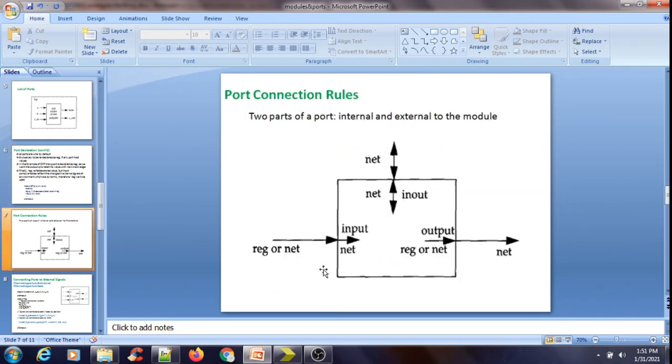Next is port connection rules. So what are these port connection rules actually? Here I can visualize my input port and my output port in two separate units. That is, one unit will be present internal to the module and one unit will be present external to the module. So how are these internal as well as external units going to be defined or visualized?